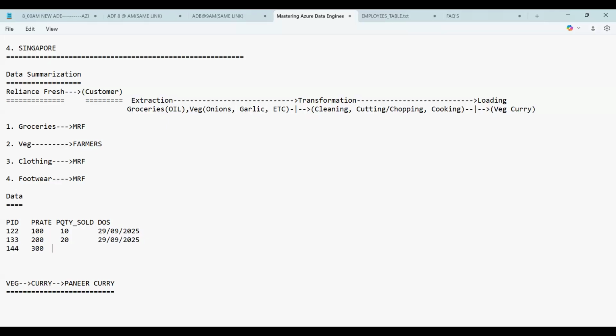I can say one more, guys. 300 is the rate of the product, quantity sold is 30 pieces. On which date was it sold? 29/09/2025. This is the date. Now, guys, this is the data.